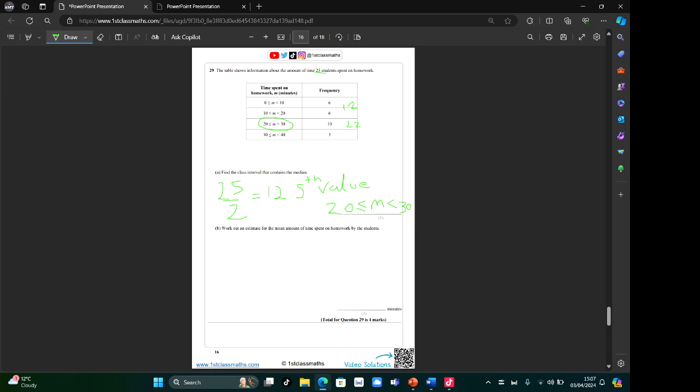Let me know, guys, does that make sense? Okay, awesome. So that is the median of grouped data. Again, this is a super common question. These sorts of questions appear more in calculator papers, but they can obviously appear in non-calculator papers.